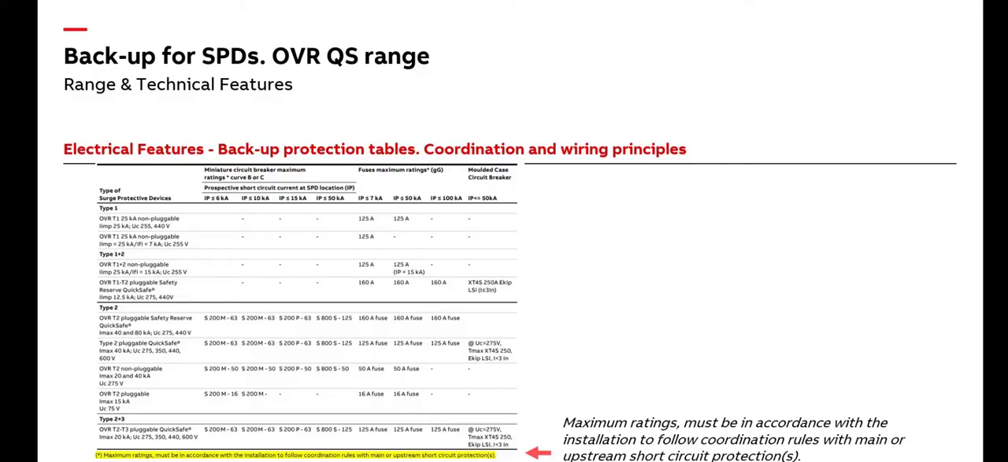This is why under this table, you always find a sentence stating in tiny characters, maximum ratings must be in accordance with the installation to follow coordination rules with main or upstream short circuit protection. This means that if we have, for example, a 40 amp MCB as a main in a common residential panel, fitting a 125 amp fuse makes no sense. The fuse will degrade the panel but never blow, as the main MCB will trip sooner in case of a faulty SPD. We provide maximum calibers of MCBs and fuses in this table, but our customers must, and I mean MUST with capital letters, coordinate the protection of the SPD with the upstream devices in the installation.